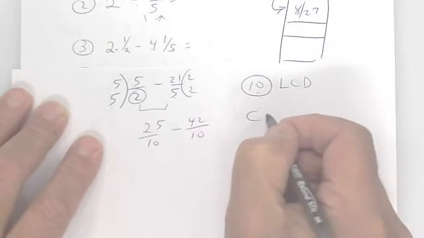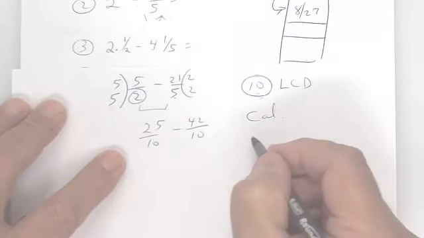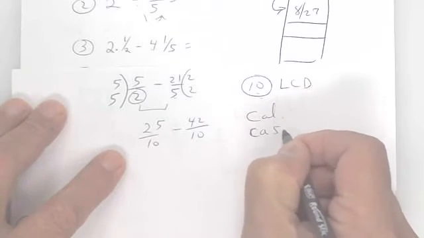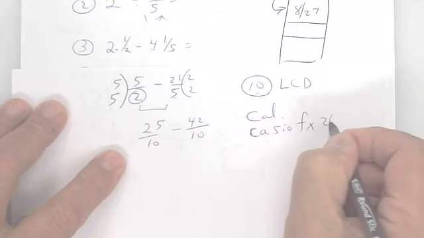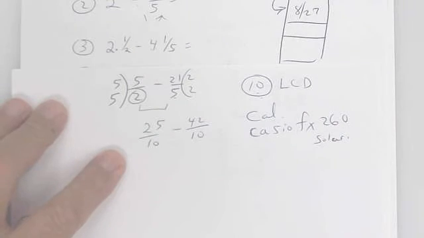Get your calculators out. If you don't have one, you want to get one. The Casio FX 260 Solar is the one we use. All right, so that's a good one. You might be familiar with that one.